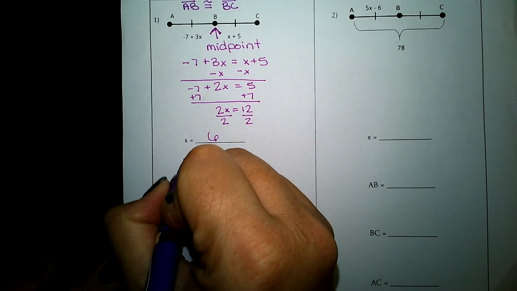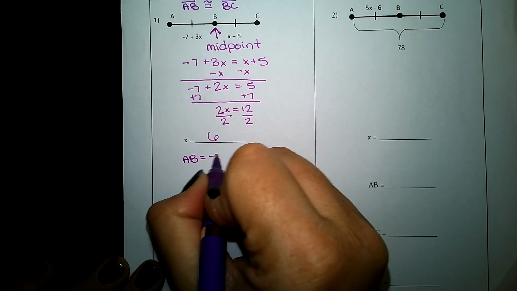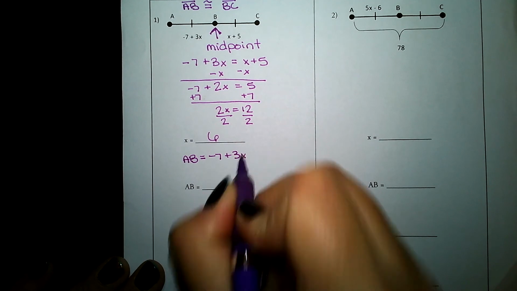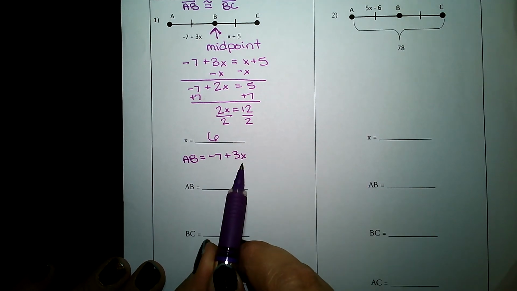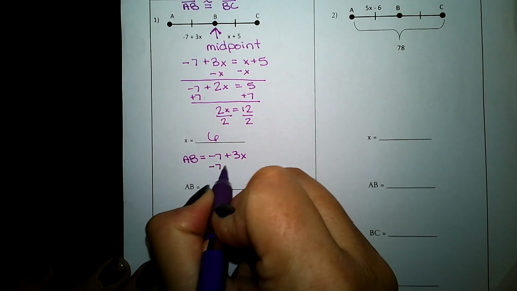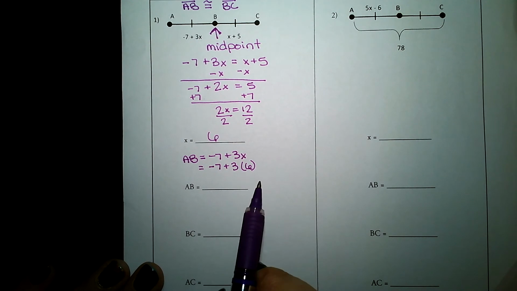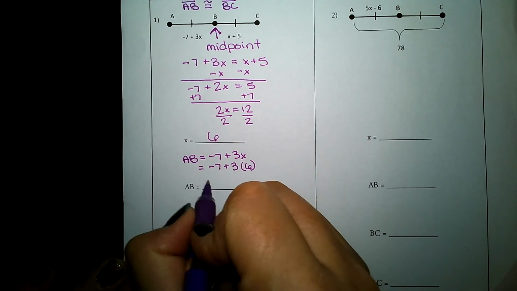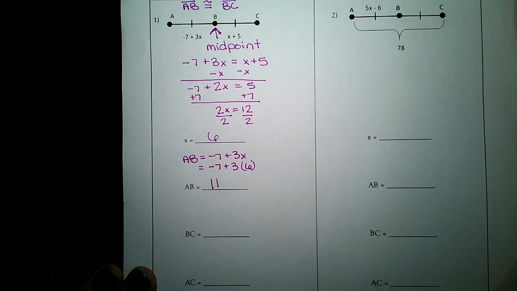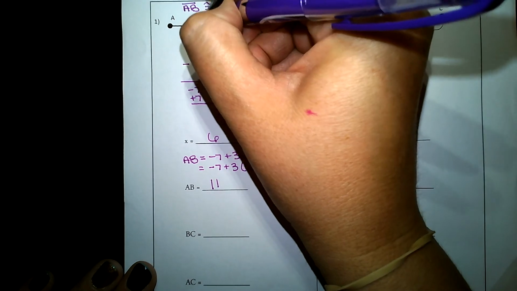So find the appropriate algebraic expression to plug in for. If we need to find AB, it's marked as negative 7 plus 3x. We're now substituting 6 in for x. So this will be negative 7 plus 3 times 6. Well, 3 times 6 is 18, and 18 take away 7 is 11. So the length from A to B is 11. I'm going to write that up here.